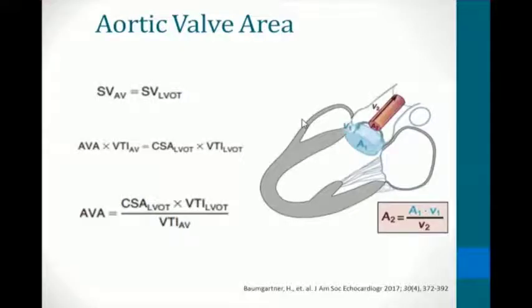Next, the aortic valve area is calculated using the continuity equation, which follows the law of conservation. Basically, what goes in must go out. Therefore, the stroke volume of the LVOT and the stroke volume of the aortic valve should be the same. So by calculating the stroke volume of the LVOT and the maximum flow velocity going through the aortic valve, we can determine the aortic valve area.